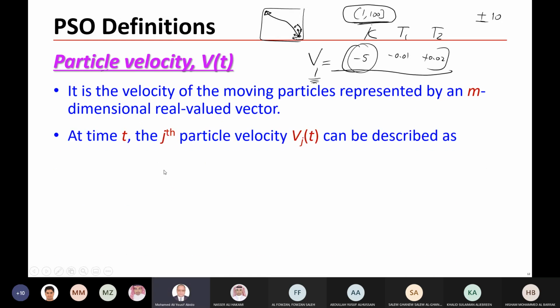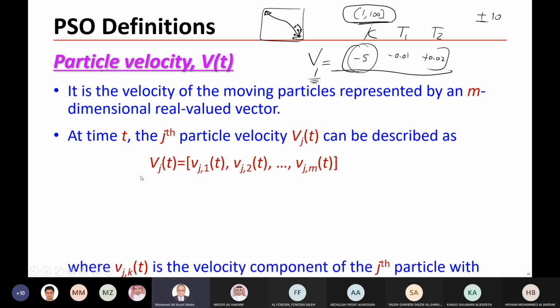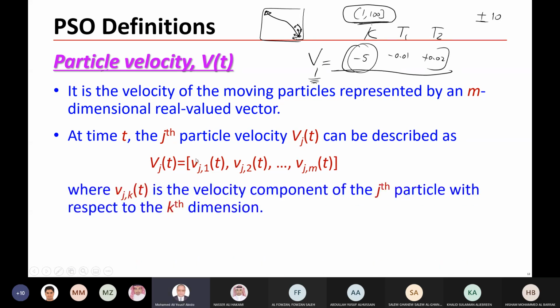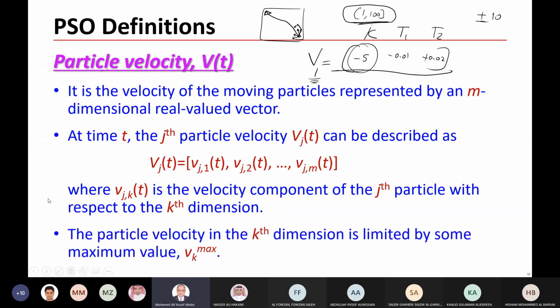Okay. So velocity is not a solution, but it governs the position updating. And we will see how to update this velocity. Velocity is not constant. Velocity is directed by the particle best and the global best, as we will see later on. And the velocity is a real valued m-dimensional vector. And you can see here the velocity is different in each direction.